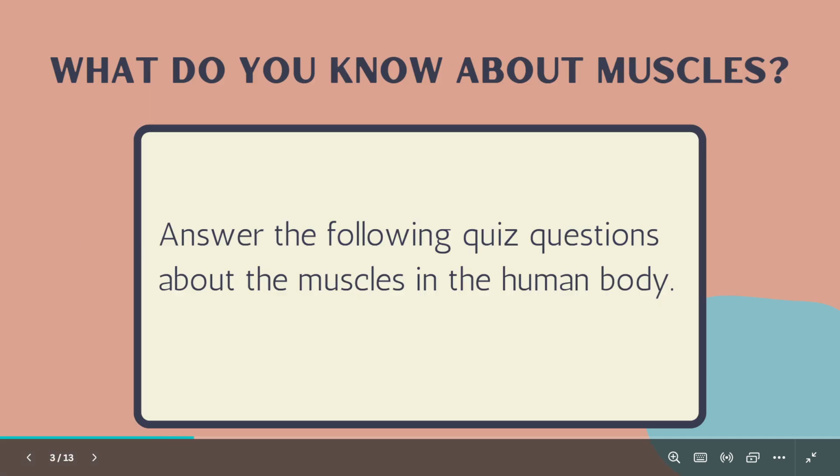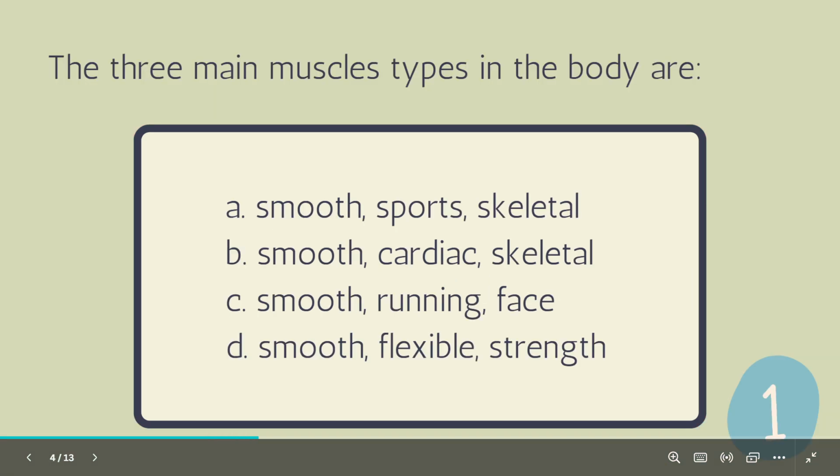This is going to answer the following questions, which means this is not an assignment, and you don't need to send it to me, but if you do, I'll appreciate it. But you've missed the fun. The 3 main muscle types in the body are A, B, C, or D. I'm not going to answer them. The answers are going to be at the end. You can pause and write it up on a page or anything, so you can send it later on.